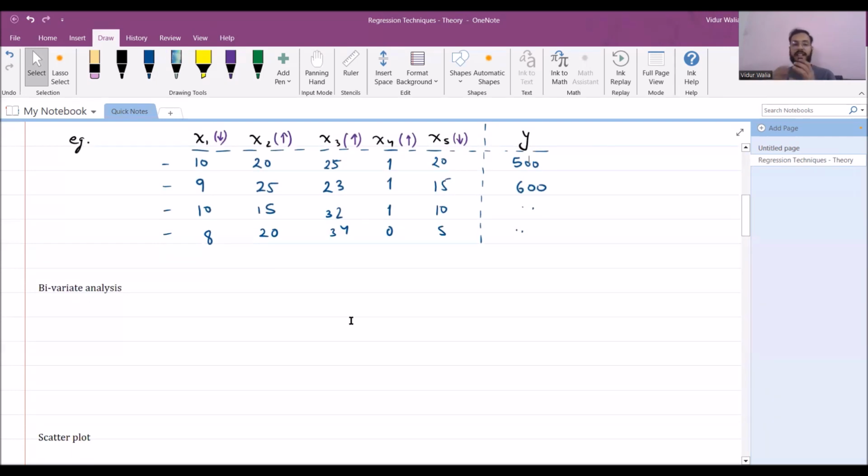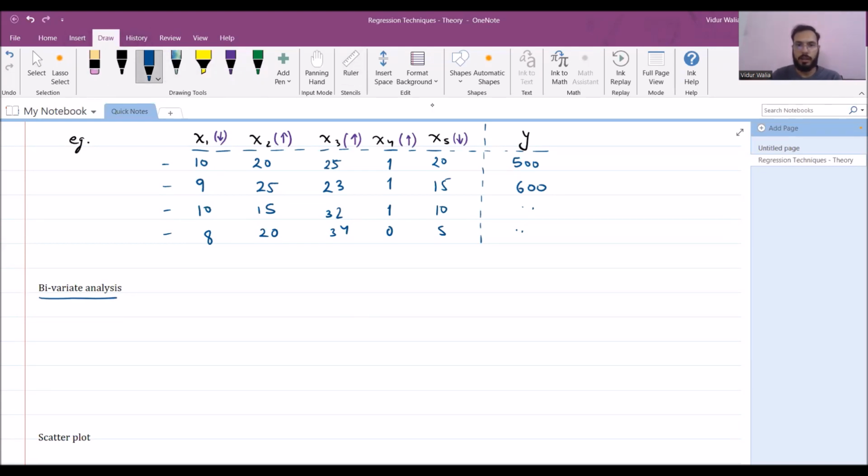So linear regression is basically now predicting these y values with the given x values that we have. And why is it called linear? Because we are expecting that there is a linear relationship between x's and y. So basically a linear combination of x. What do I mean by linear combination of x? Okay, I'll just get to that in a minute. Let's just quickly get over with bivariate analysis graphs.